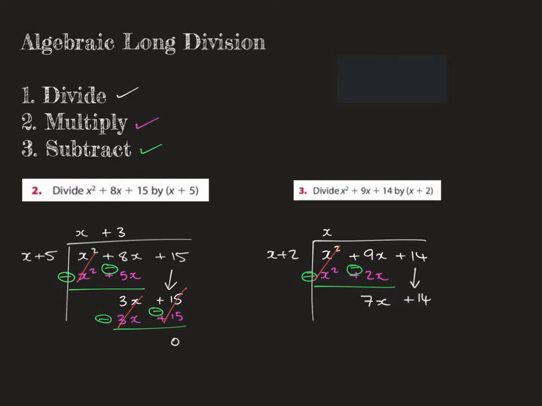So it's as if all of this doesn't exist, because that's already dealt with. And now we're starting the whole thing again. We've just completed one full cycle. Now we're going to start a brand new cycle, and we're going to see how many times x plus 2 divides into 7x plus 14.